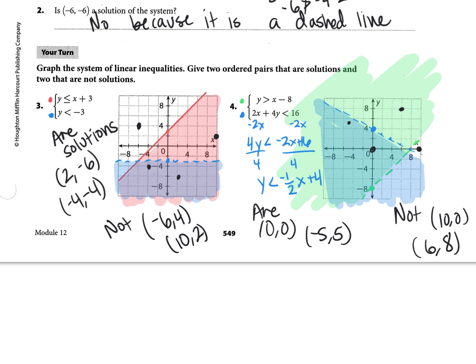Remember, there are plenty of points that are solutions and plenty of points that are not. So if you got something different than mine, that's okay. Just make sure your ones that are solutions are in that overlapping shaded section, and the ones that are not are any of the other sections.